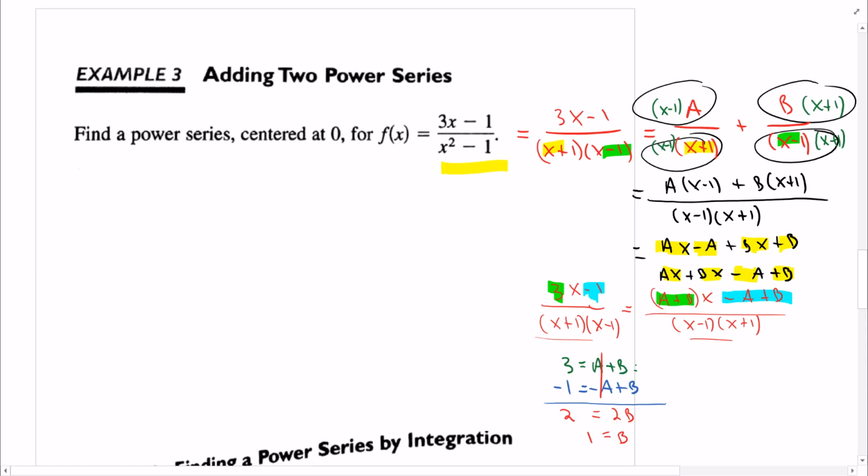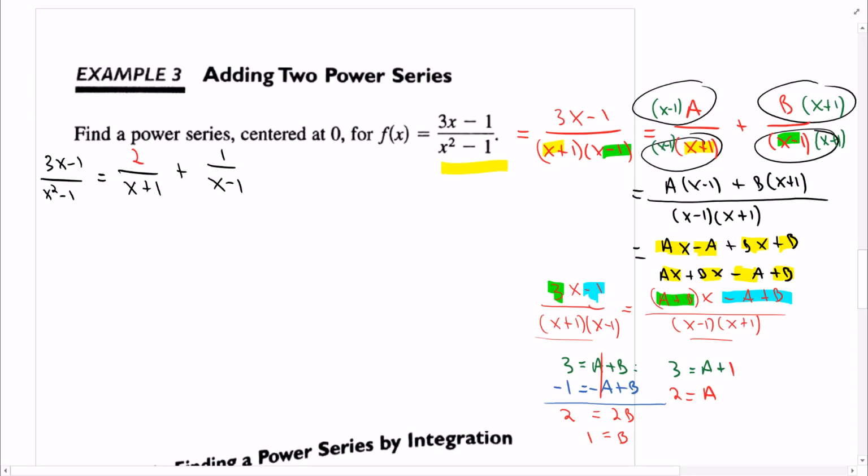And if I know b is 1, then I can just go up to maybe this equation, right? I know that 3 equals a plus b. Well, b is 1, so 3 equals a plus 1. A must be 2. So now I know a and b for this original thing that I had written over here. So I can write that (3x minus 1) over (x squared minus 1) is actually equal to a over x plus 1, where a is 2, so 2 over x plus 1, plus b, which was 1 over x minus 1.